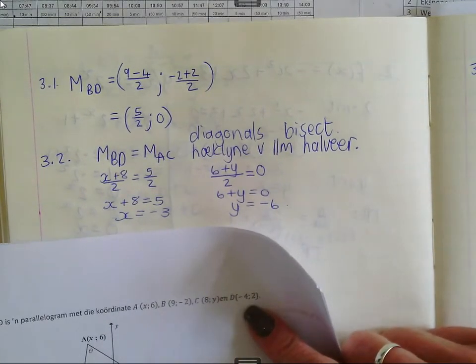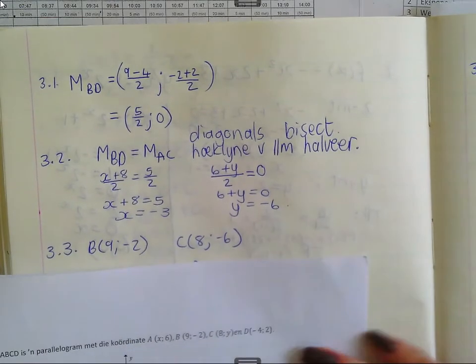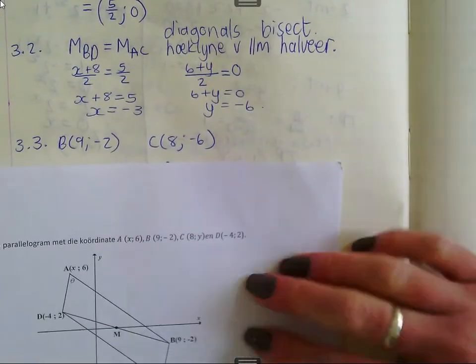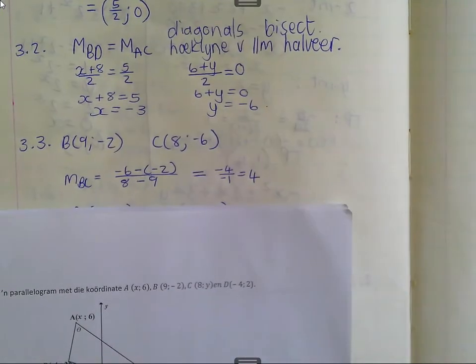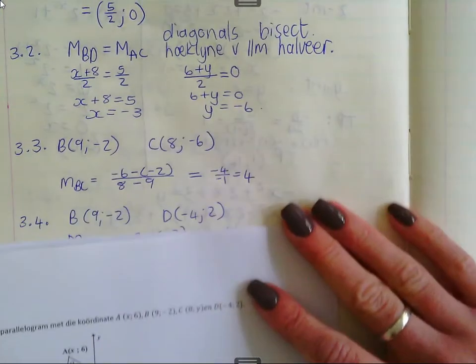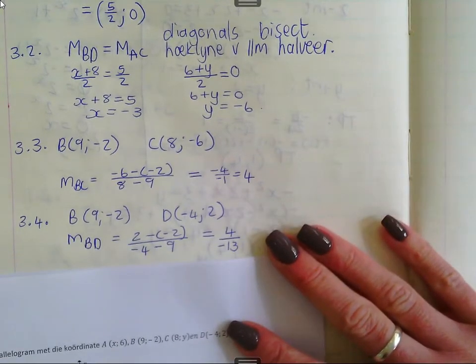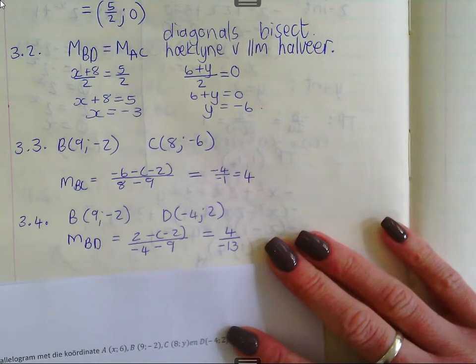Next one, the gradient of BC. I don't think there were any problems with it. You have both coordinates, substitute in the equation, you found an answer of 4. Then also the gradient of BD. You have both coordinates, substitute, 4/13. Did you get that?